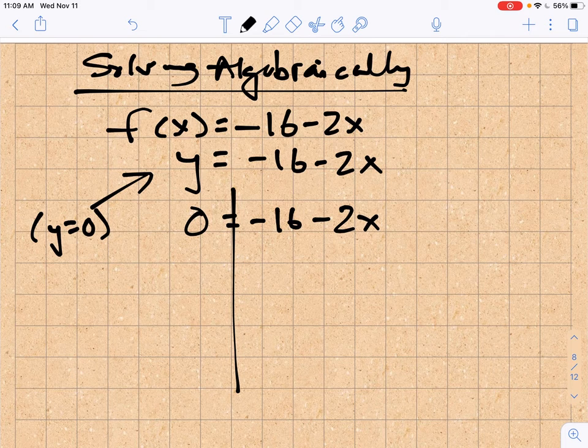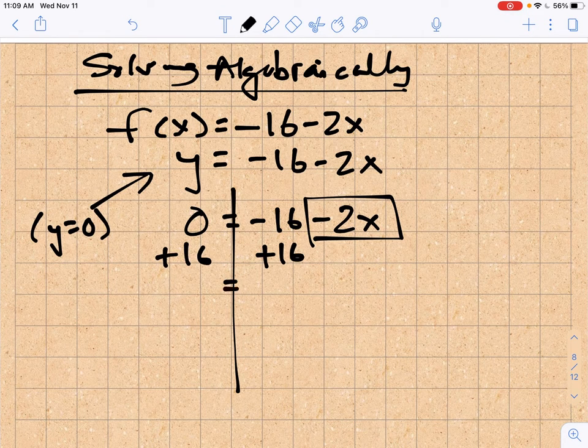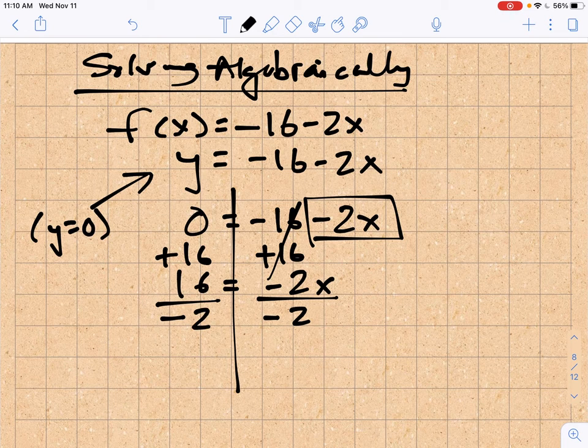Now at this point it just becomes a multi-step problem to solve. We want to get this negative 2x by itself, so we're going to add 16 to both sides because it's the opposite of what it is right now. This cancels out over here and you get negative 2x, and 16 on the other side. Then I want to get x by itself, which you do by dividing by the coefficient. So divide by negative 2 on both sides, and you should get x is equal to negative 8.